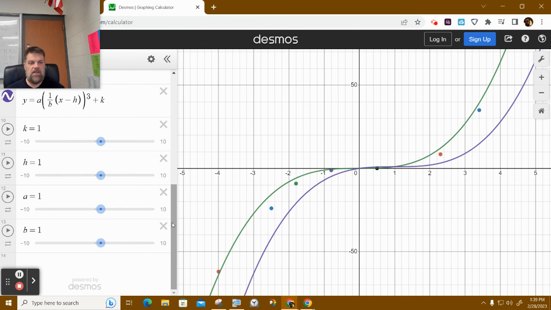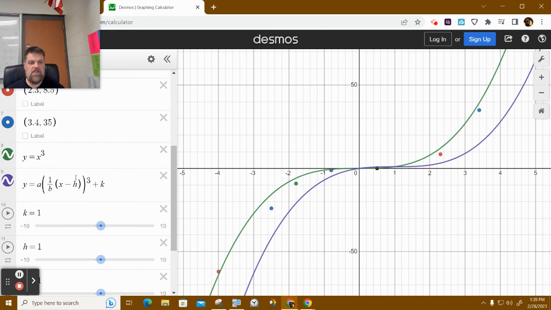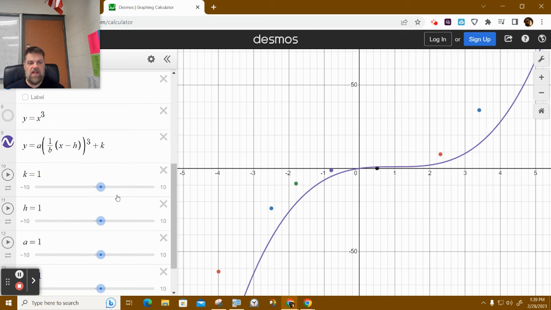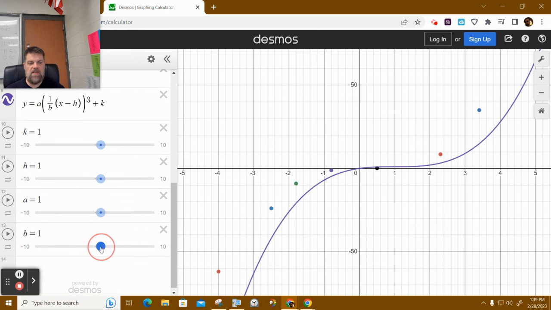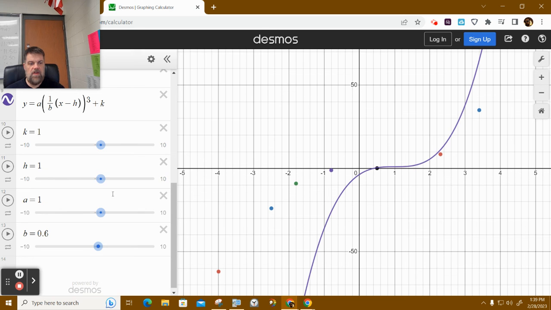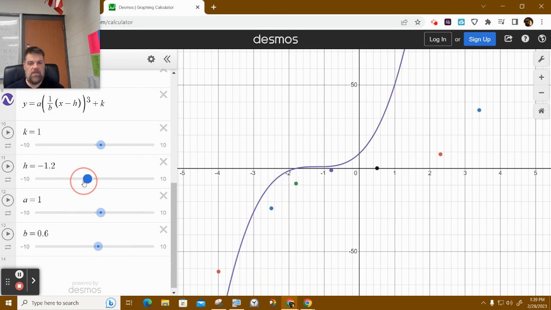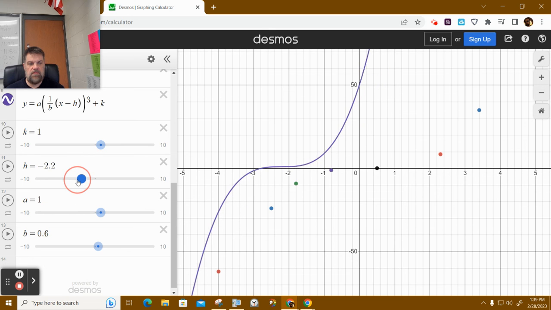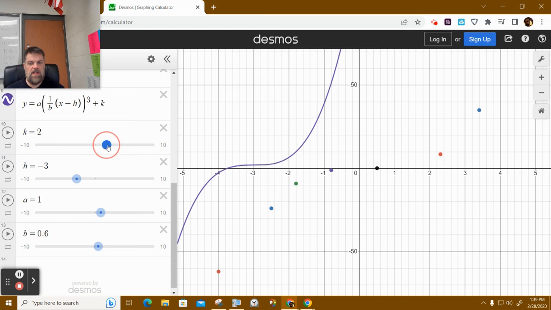What I need to do is adjust the values to make that purple line fit the green line. Does that make sense? Or actually, I'm going to hide the green line, and then make that purple line fit. Well, we know that b is like 1/2, so I'm going to put that to be 1/2. And I know that h is -3. And we know that k is +4.